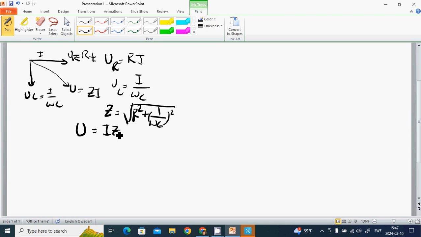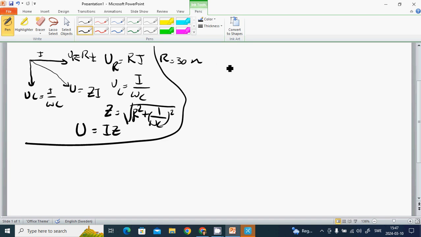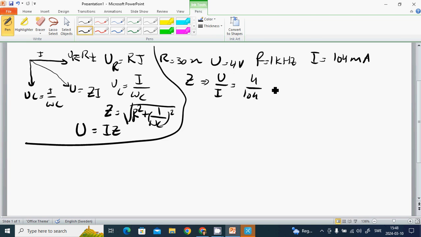Now we have an example. A capacitor is in series with the resistance. R is 30 ohm, U is 4 volt, F is 1 kilohertz, and I is 104 milliampere. We find Z. Z equals U divided by I. 4 divided by 104 is 38.5 ohm.